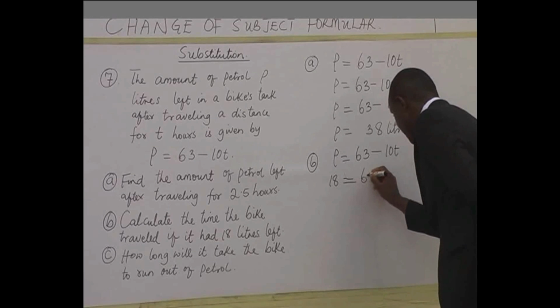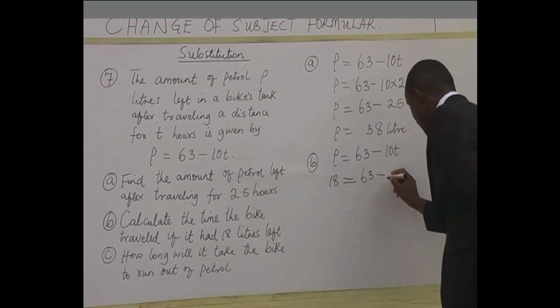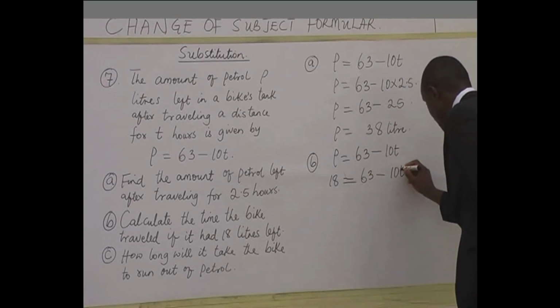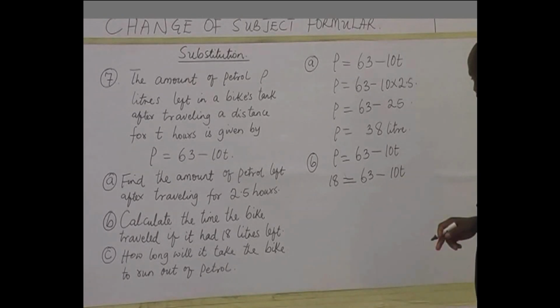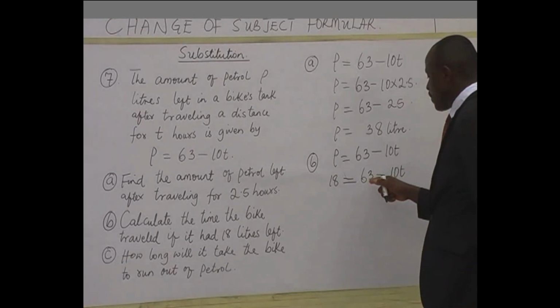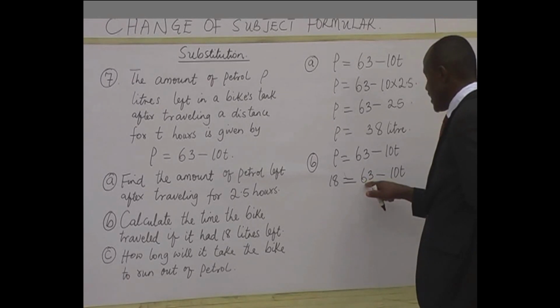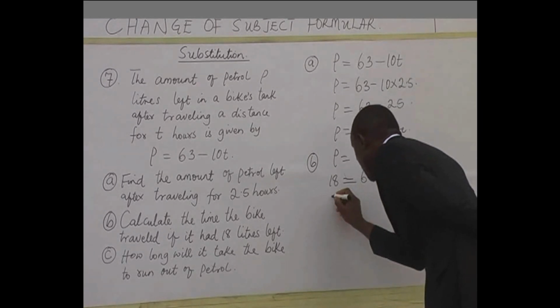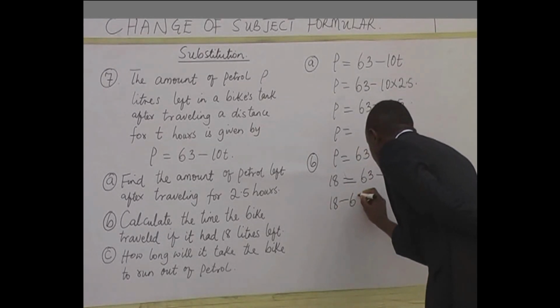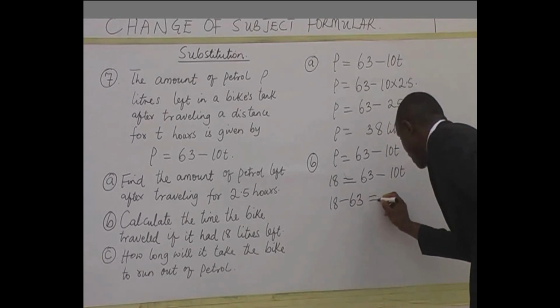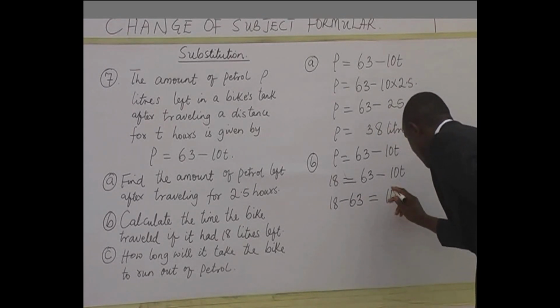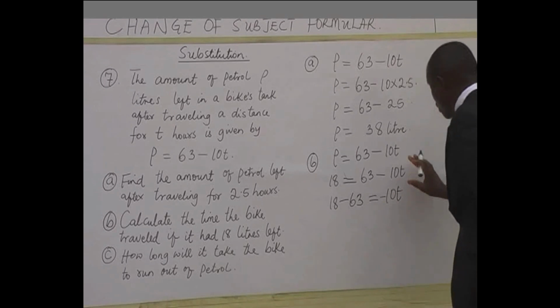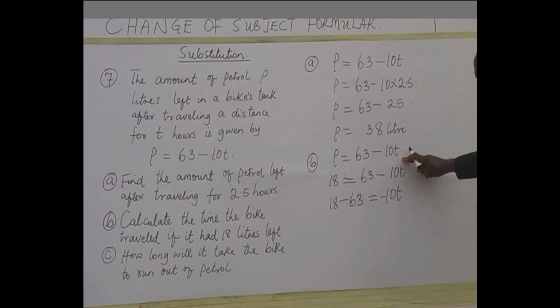So use 18 and substitute for P. It's going to be equal to 63 minus 10T. You are looking for T. Now, subtract 63 from both sides so that you eliminate 63 from here, and you'll be left with only minus 10T on the right-hand side of the equation. So we're going to have 18 minus 63 on the left-hand side of the equation, which will now be equal to minus 10T, because what you have here already is minus 10T.